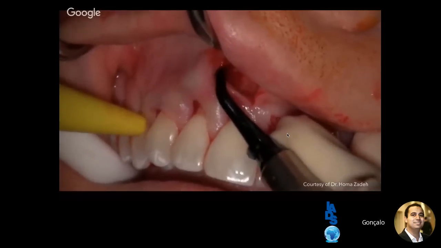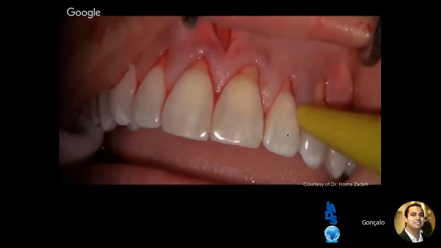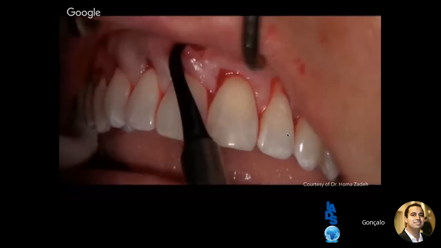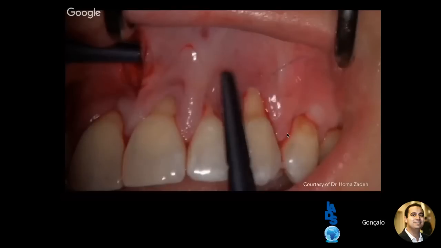The most delicate area when we are doing this tunnel is the mucogingival line. The transition from mucosa to attached gingiva is probably the area where there's the highest risk of perforation. So you have to be very delicate when we perform that.